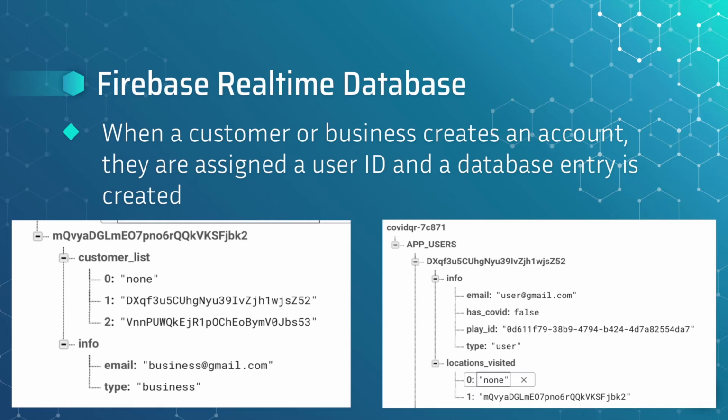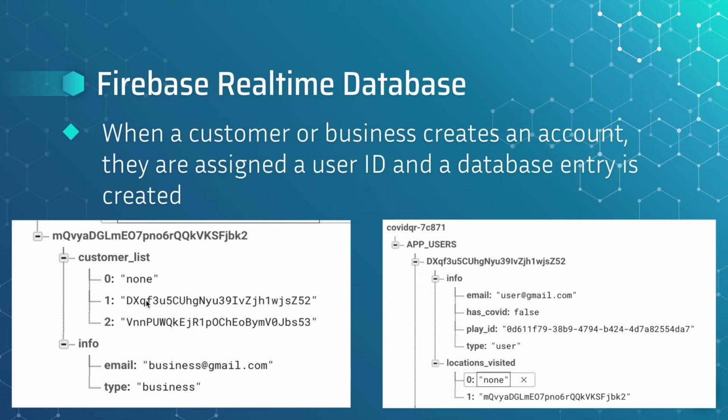Every time a customer or a business creates an account on the app, Firebase authentication assigns them a user ID that is unique, which is used to identify them in the database, and also a database entry is created for them. As you can see here on the right side, the top level branch of the database is called app users, and that branch contains all of the users of the app, both customers and businesses. The information stored about them will vary depending on whether they are a business or a customer.